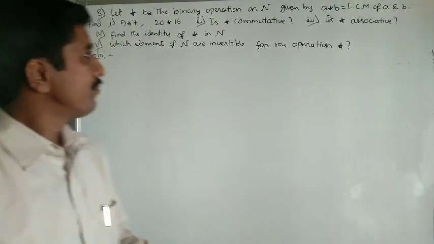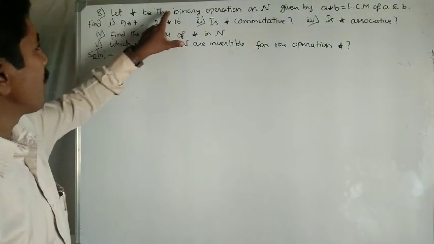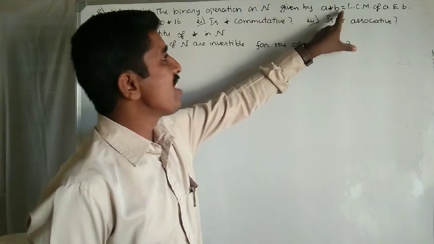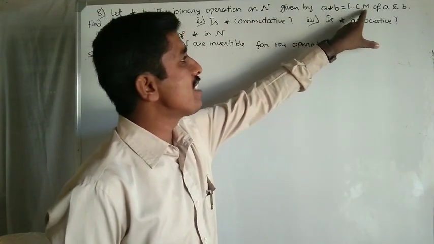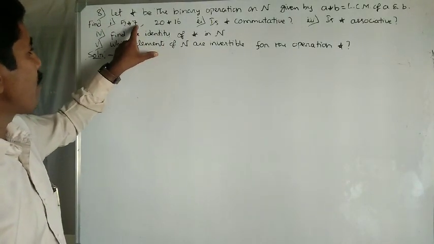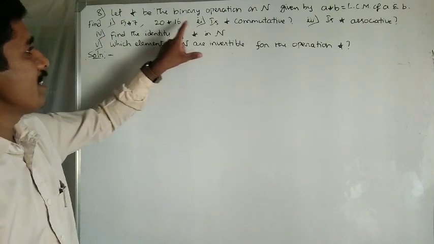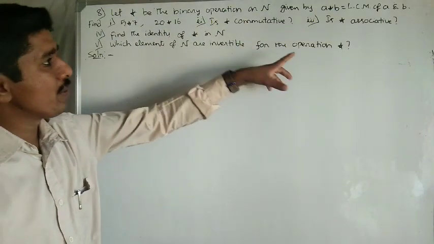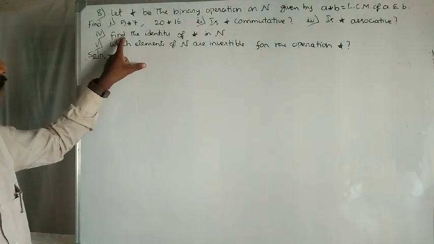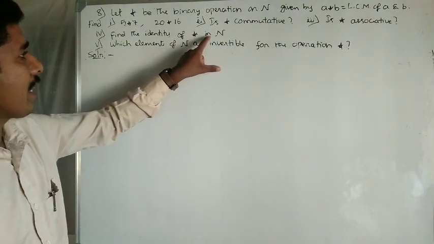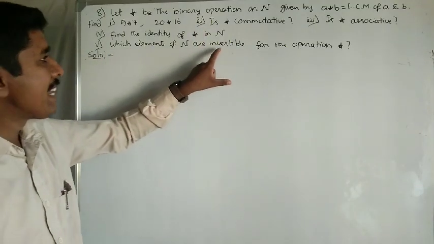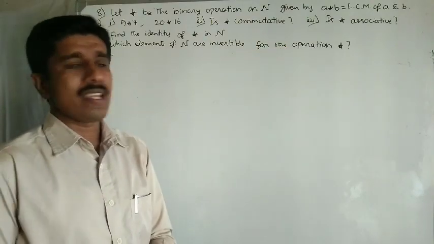Now go to the problem. Let star be the binary operation on N given by A star B equal to LCM of A and B. Find first one, 5 star 7, 20 star 60. Second one, is star commutative. Third one, is star associative. Fourth one, find the identity of star in N. Fifth one, which elements of N are invertible for the operation star.